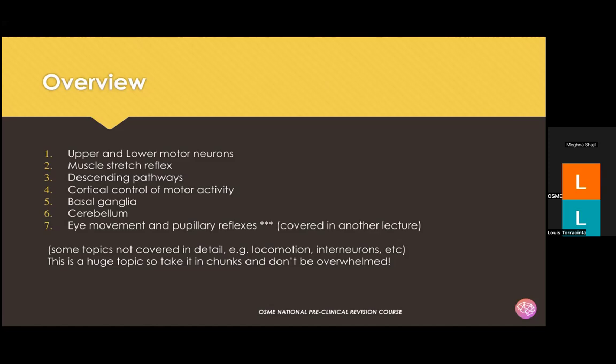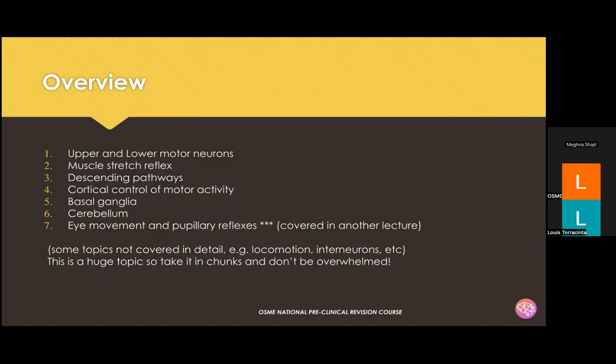We'll try to keep it to an hour as I'm conscious of your time. This is really quite a big topic, I think, within the neuro curriculum, and it's something that quite often comes up on exams and people find quite tricky. I think the key is to take it in chunks and don't be overwhelmed.